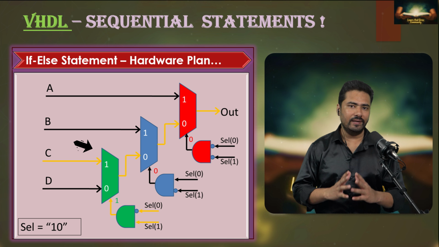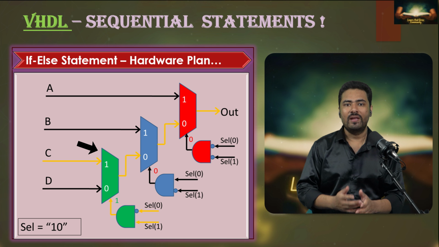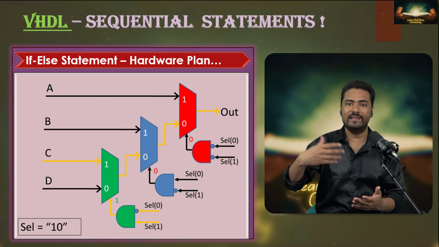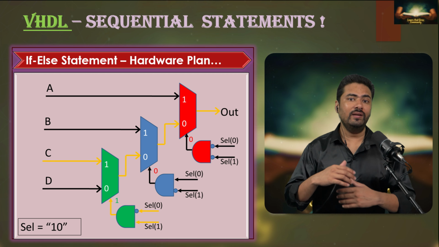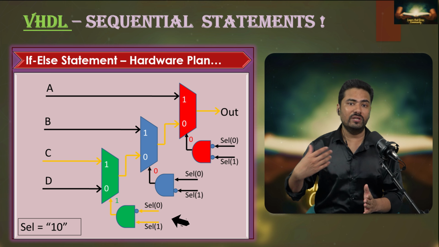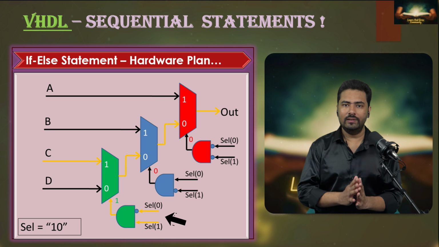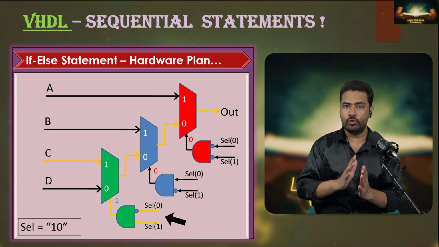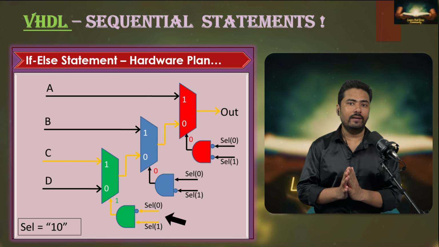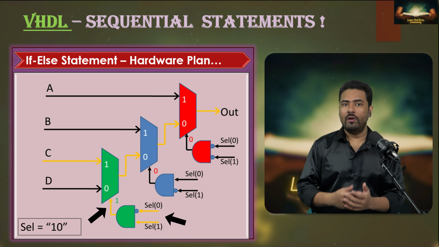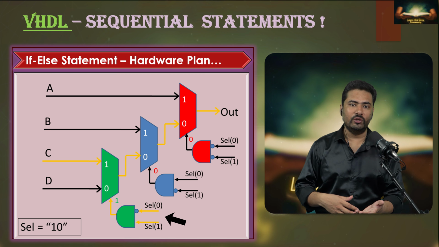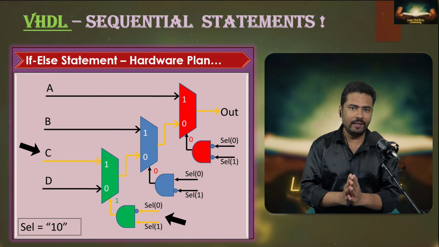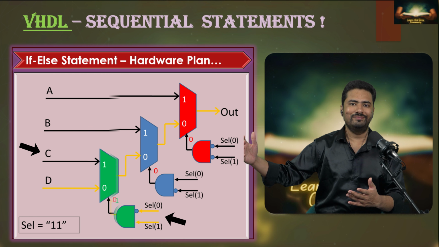The third condition is shown by the green circuitry. I have highlighted the relevant signals again so you can see what is happening. For the third condition, let's assume select is 1, 0. Therefore, both the red and blue multiplexers select input 0 to pass to the output. The green-colored AND gate output will be 1 when select equals 1, 0. So this causes the green multiplexer to select signal C and it passes to the output.